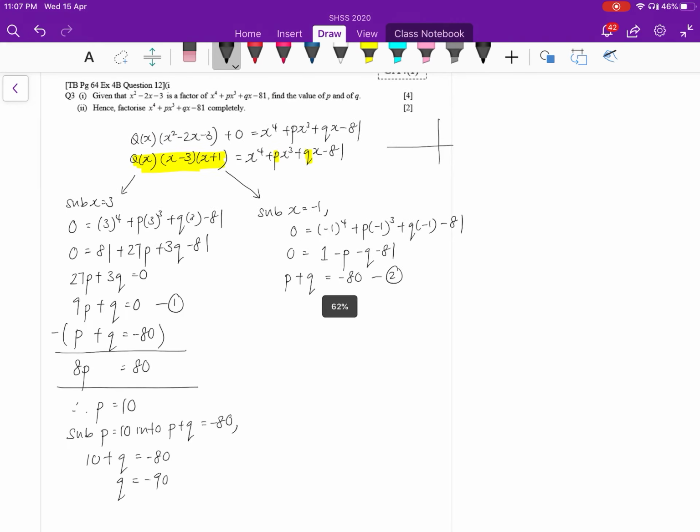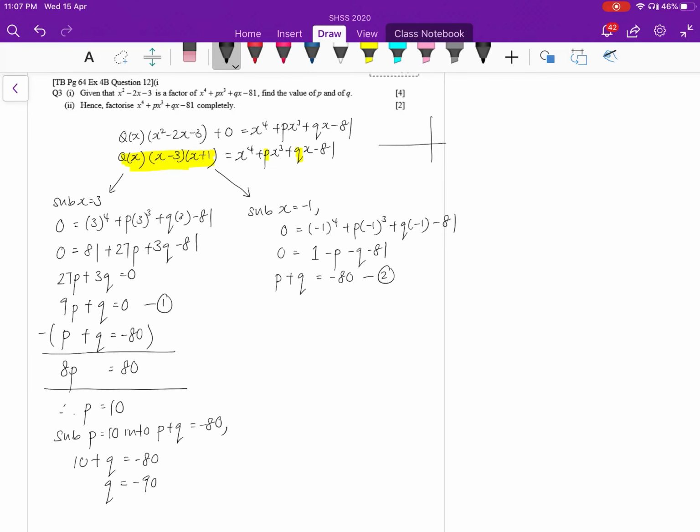Okay? So now it says part 2. This is 3 part 1. 3 part 2 says, hence factorize x to the power 4 plus px cubed plus qx minus 81 completely. So since from part 1, I already know that x squared minus 2x minus 3 is a factor, I can do long division to get the actual quotient, to factorize it properly. So I'm going to do long division. I'm going to put the p and the q in.